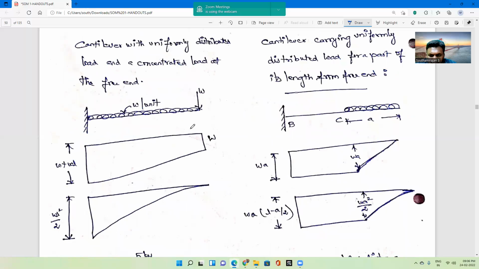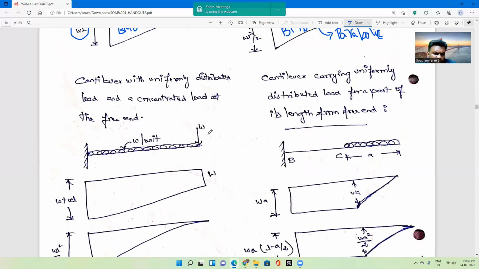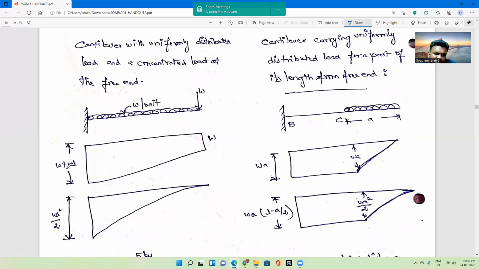Next, consider a further variation of load: a combination of UDL along with a point load. The UDL is accumulated over the entire length of the member, and along with it we apply the load W at the free end. With the help of the relationship, we predict the maximum shear force will be at the support.